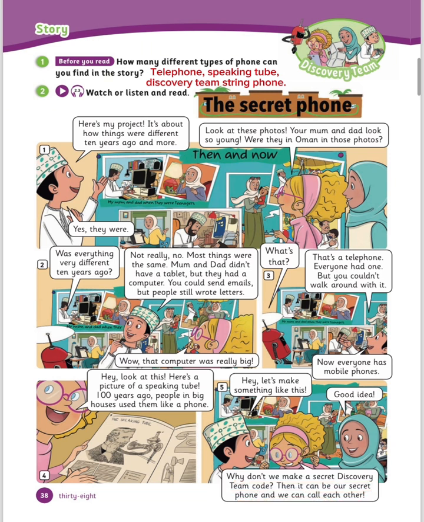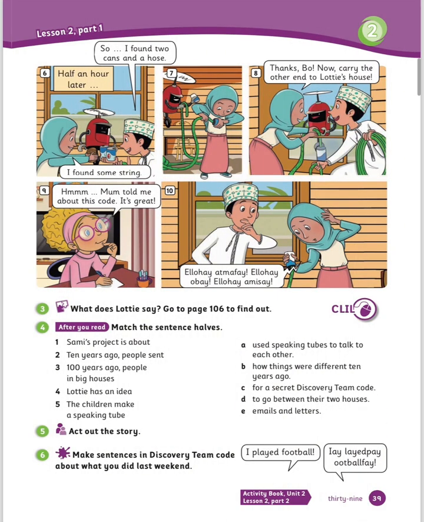Now, let's go to the other page and complete our story. Number 6. Half an hour later, Sami said, So, I found 2 canes and a hose. Fatma, I found some string. Number 8. Fatma, Thanks, Boo. Now, carry the other end to Luti's house. Number 9. Mom told me about this code. It's great. Number 10. Luti, Elohai atmofai, Elohai obey, Elohai amisei.